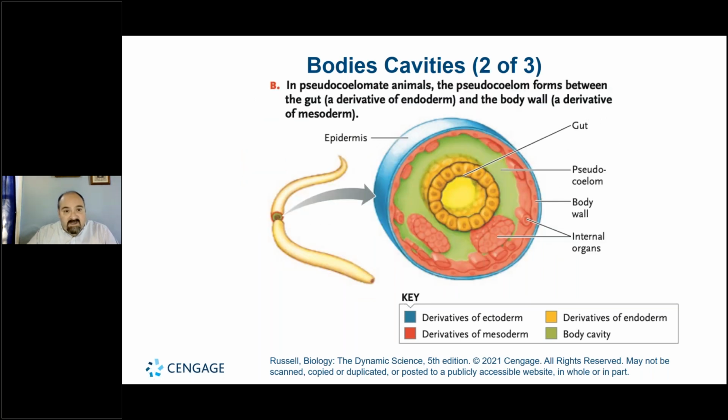You'll see here as far as the pseudocoelomates, right? So a cavity forms between the gut and the body wall, the pseudocoelom. And here you're seeing that represented in the green.